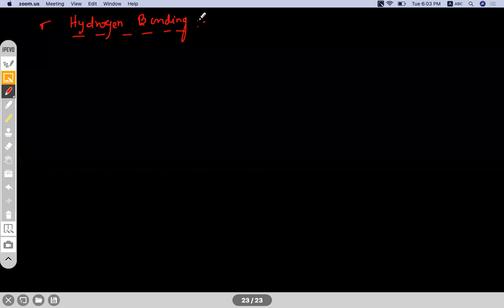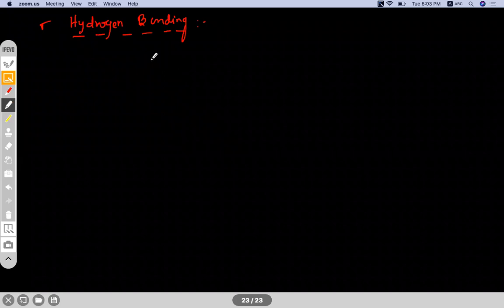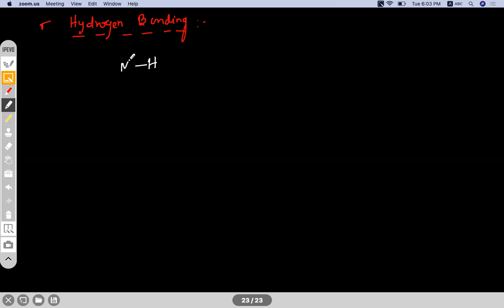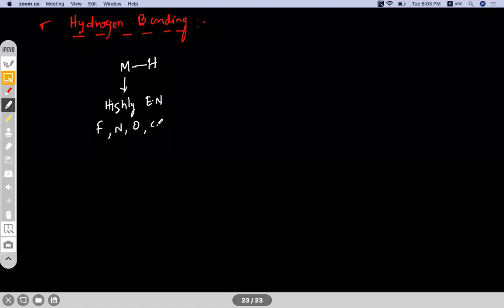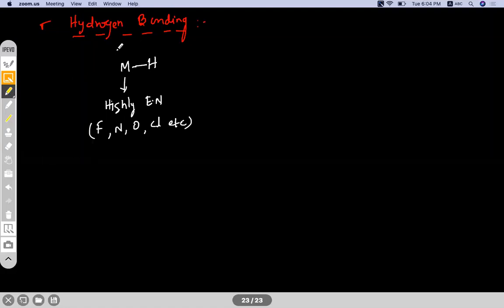Okay. Now, what do you mean by this? First of all, you see this example. When hydrogen is attached to an electronegative element, suppose we have M, and M is highly electronegative. Mainly we have fluorine, or nitrogen, or oxygen, or chlorine, etc. But mainly we define for fluorine, oxygen, and nitrogen. Because of the high electronegativity of these atoms, this attracts the bond pair of electrons towards this side. And after some time, the bond becomes polar. This atom will have delta negative charge and this atom will have delta positive charge. It is very much similar to the I effect, if you remember, inductive effect.